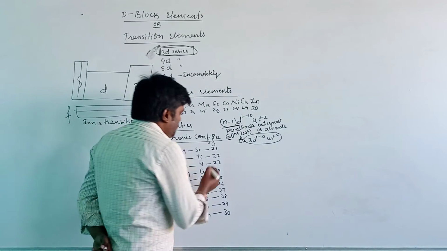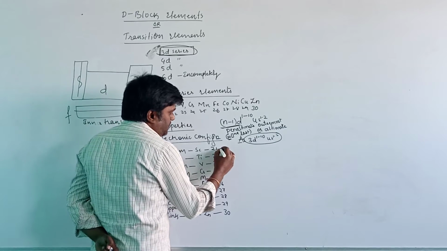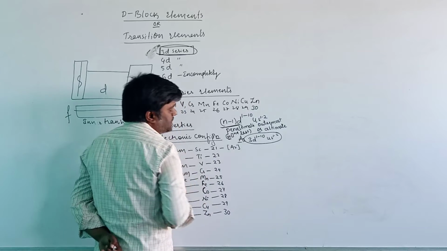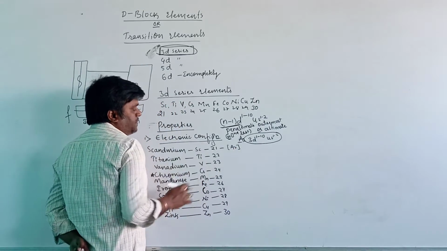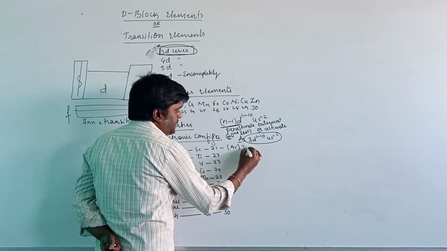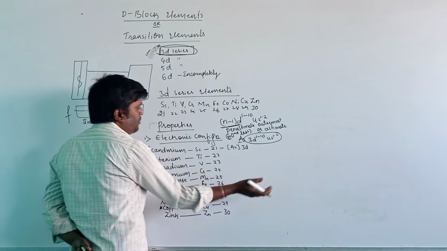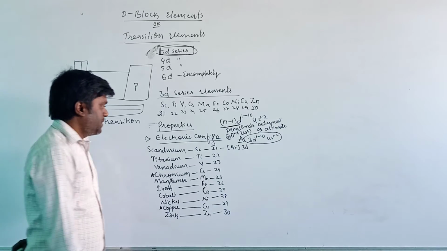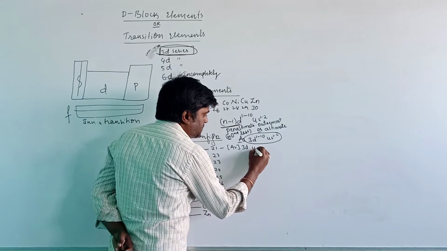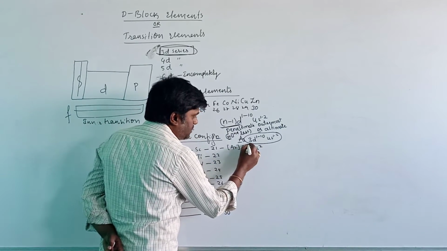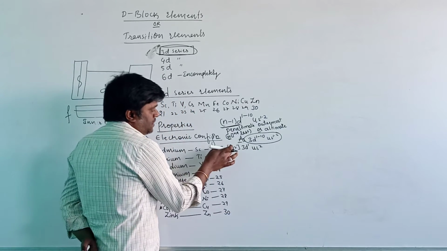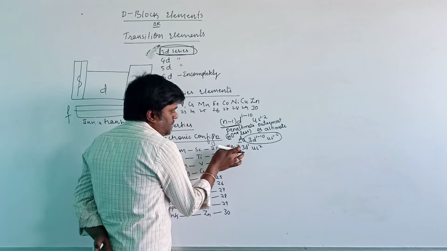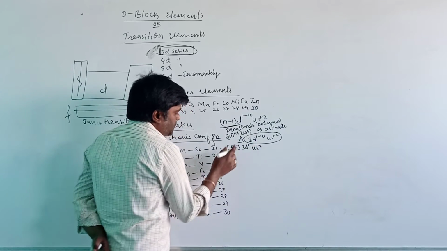Let us see. Scandium has the atomic number 21. Compare with argon, which has the atomic number 18. Then 3d. First we will fill the electrons in the 4s orbital, then next in the 3d orbitals. So 4s2, that is 20, then 21. The electronic configuration for scandium is 3d1 4s2.